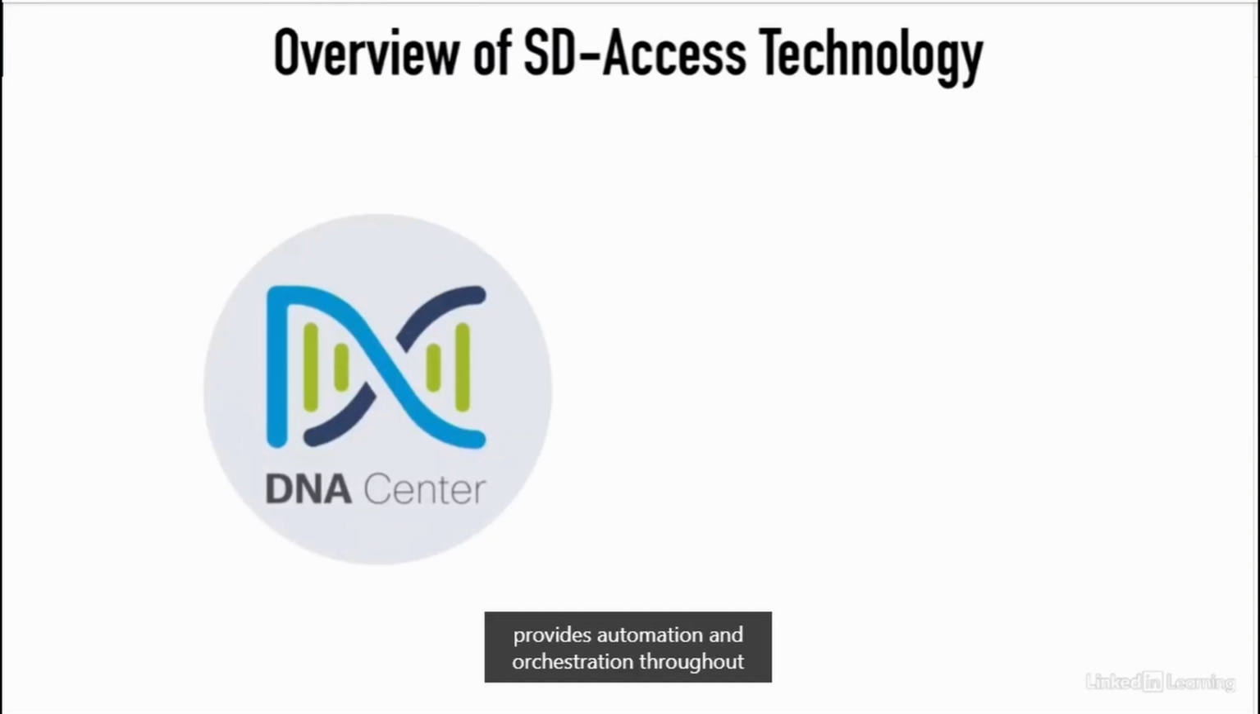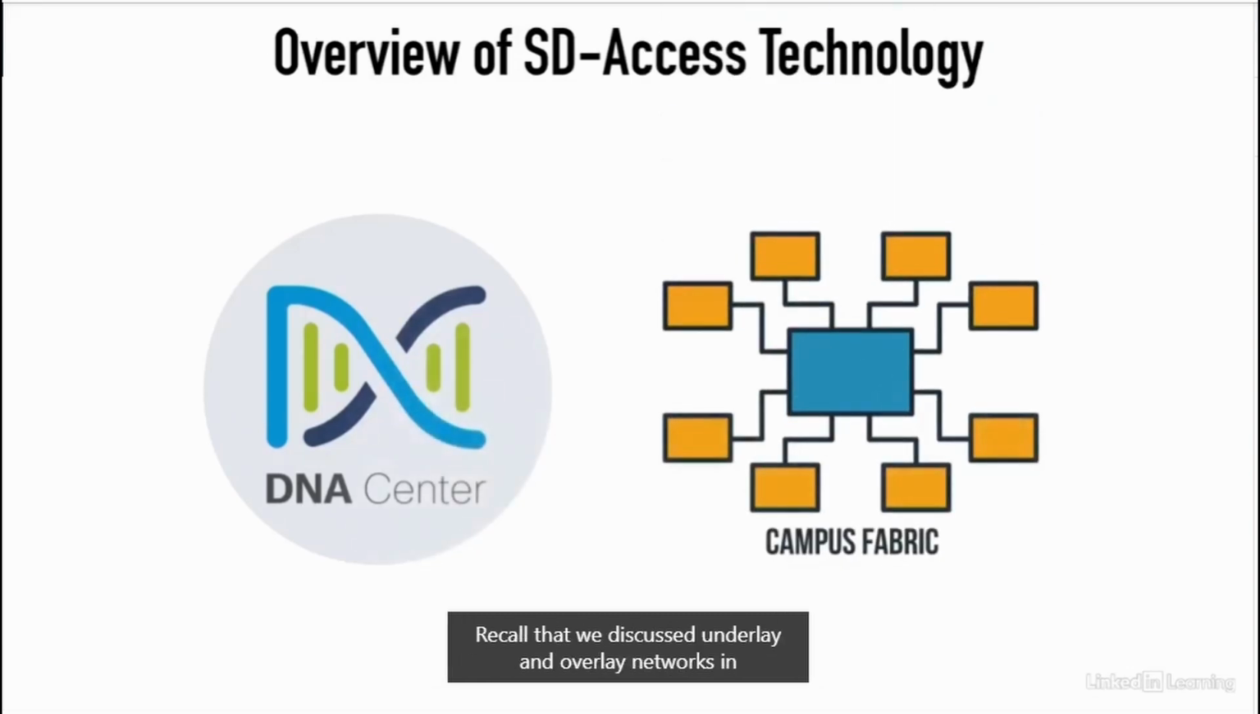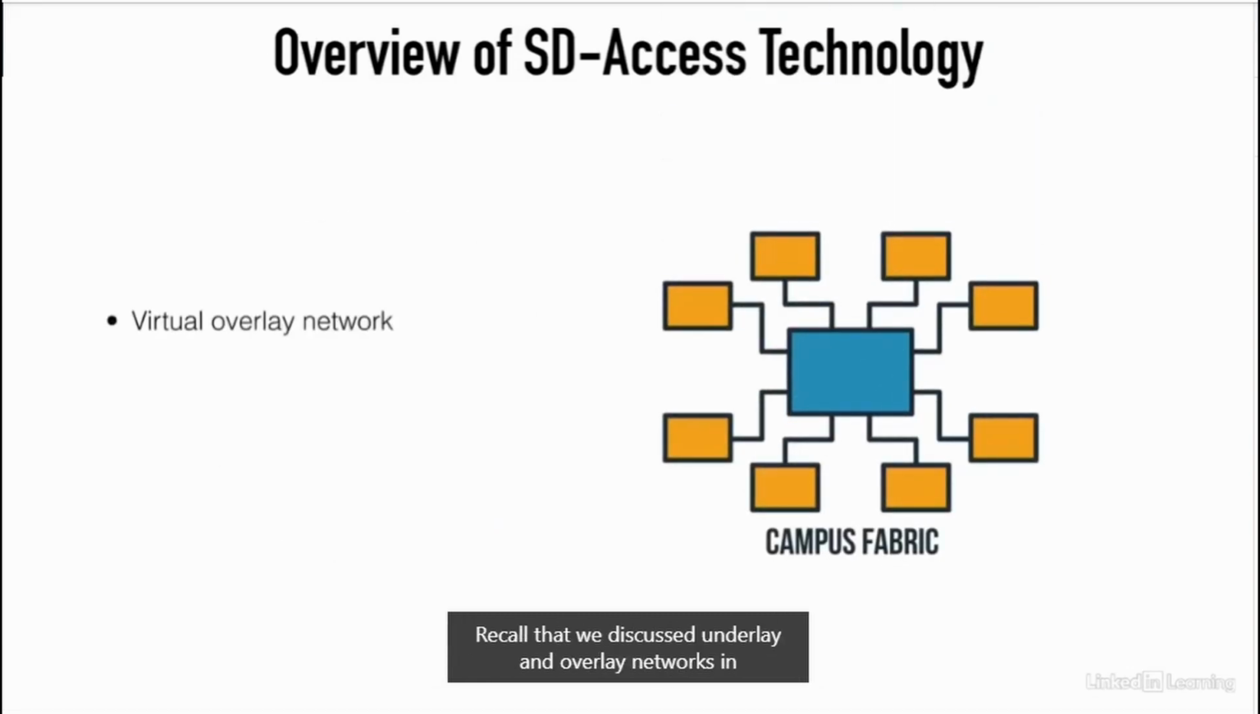that provides automation and orchestration throughout the network, and something called Campus Fabric. Recall that we discussed underlay and overlay networks in a previous video. The underlay network is our physical infrastructure, and Campus Fabric is simply another example of an overlay network. Specifically, it's a Cisco validated overlay.